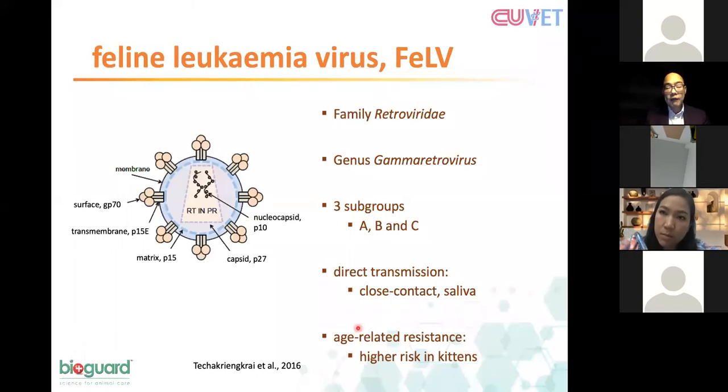FeLV also has an age-related resistance in which the host immune response plays an important role in controlling FeLV outcome. And therefore, in kittens where the immune response is not well developed, not mature yet, there is a higher risk of having a severe FeLV infection outcome.